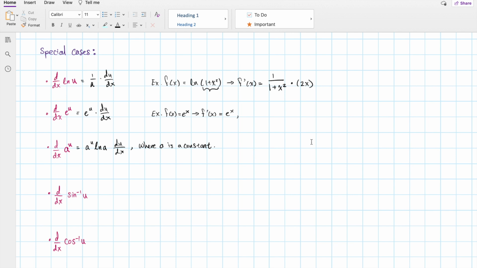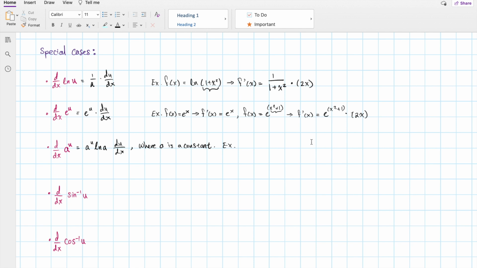Let's take a more complicated example. What if f of x equaled e to the power of x squared plus 1? Okay, well, based on our rule, then f prime of x is going to equal the same thing, e to the power of x squared plus 1, multiplied by the derivative of the exponent, which is x squared plus 1, right? That means the derivative of that is just 2x.